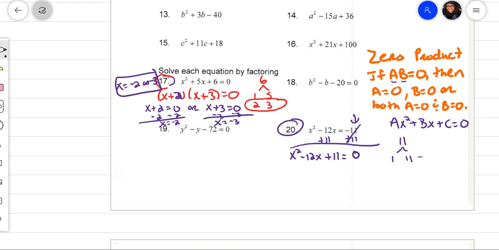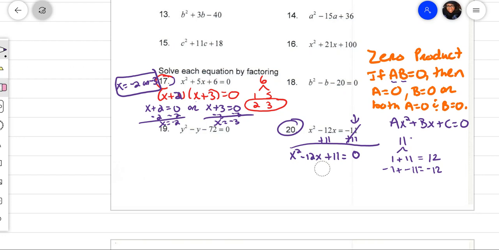But if we do this, we get +12 when we add them up. So we're going to have to go the negative route because a negative times a negative is a positive. So we'll still get 11, but we'll get the -12 we need for b because we have to watch that sign. 12 and -12 are two different things.